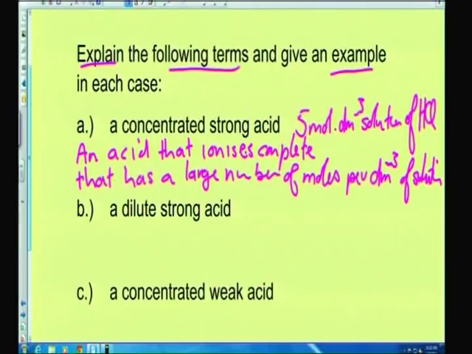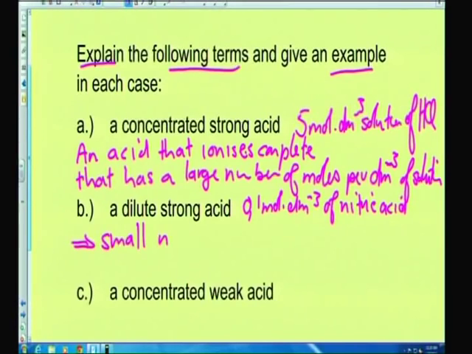What about a dilute strong acid? Well, let's just take 0.1 mole per decimeter cubed. And again, we'll choose one of the same ones that we've said, nitric acid. And the reasoning is the same. Here we've got a small number of moles in the solution, but it ionizes completely.